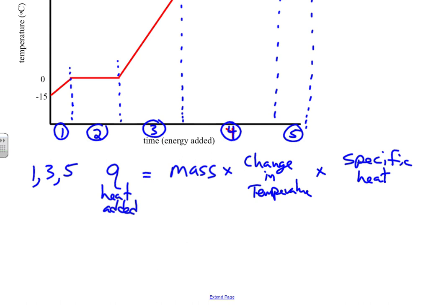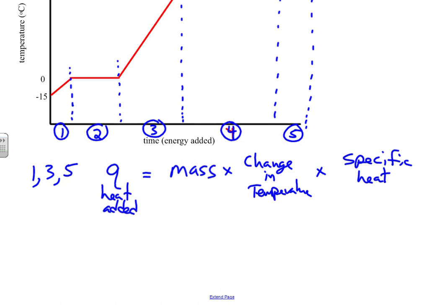And the specific heat is going to be different for each substance, and it will be different for each state of matter for the substance. It will tell you how much energy you need to add in order to change the temperature of 1 gram of that substance 1 degree Celsius.